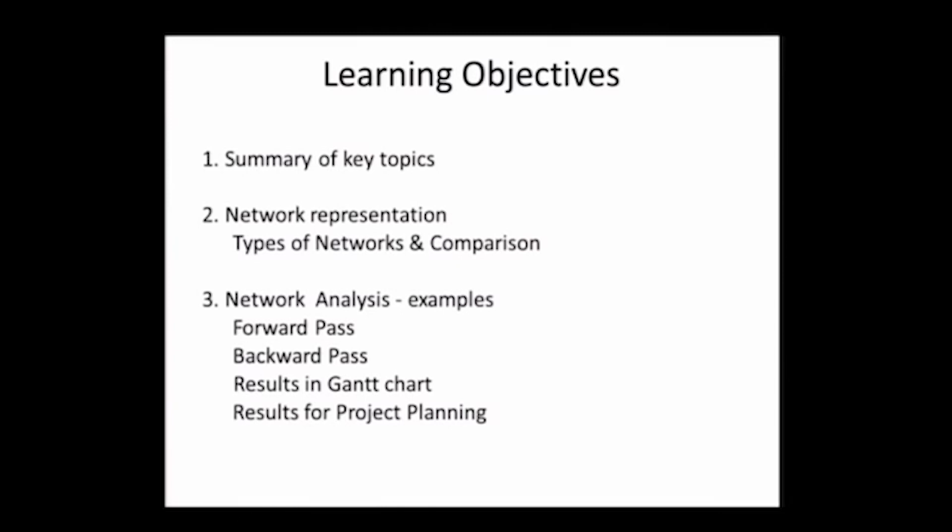What I would like to cover here is, since this is lecture 6 and we have covered quite a few topics so far, I would like to summarize a few of these topics, get into network representations, look at types of network and a comparison between networks, and then get into the analysis side. So we learn about the forward pass, the backward pass, express the results in a Gantt chart, and then look at how some of these results can be used in project planning.